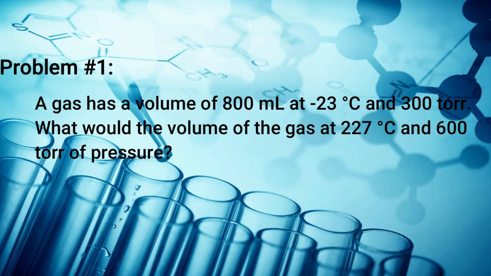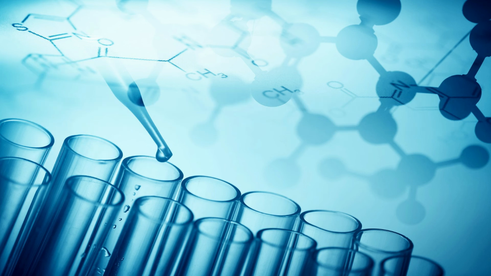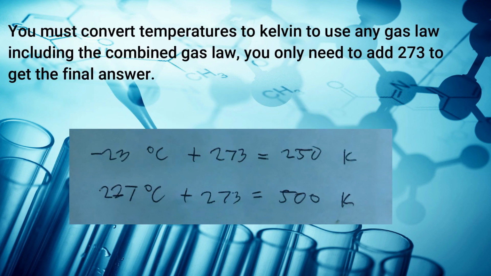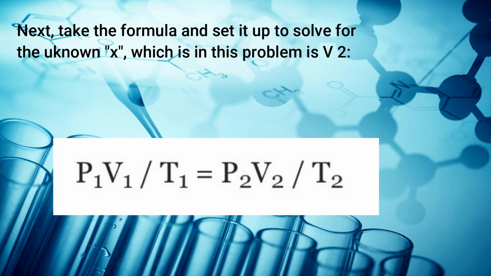Problem number 1. A gas has a volume of 800 ml at negative 23 degrees Celsius and 300 torr. What would be the volume of the gas at 227 degrees Celsius and 600 torr of pressure? First, we need to set up all the problem values in a solution matrix. You must convert temperatures to Kelvin to use any gas law, including the combined gas law. You only need to add 273. Next, take the formula and set it up to solve for the unknown x, which in this problem is V2.